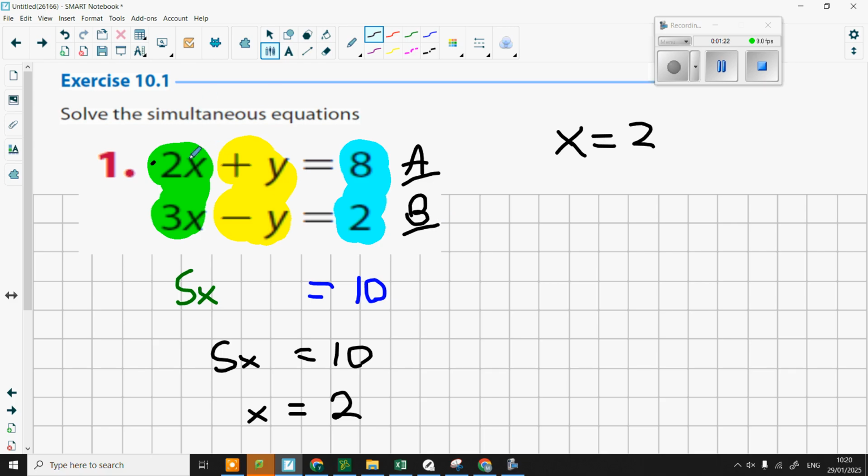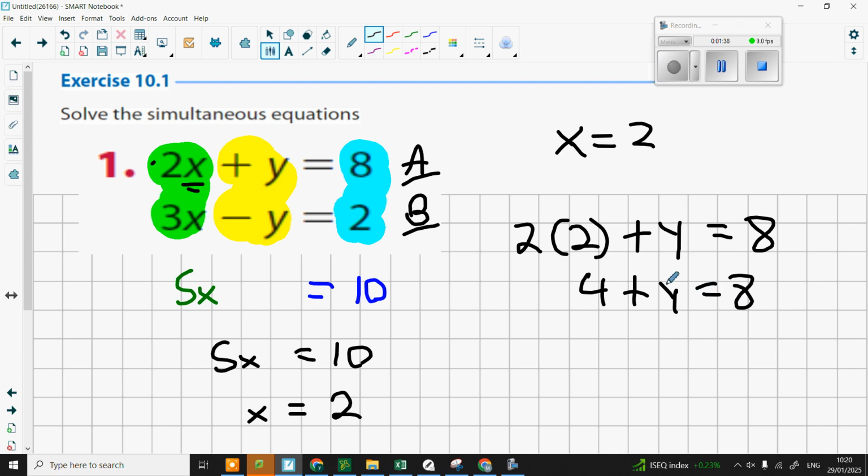Is that right? So I'm going to rewrite equation A, except what am I going to change in equation A? See the way I wrote down equation A? Well, what am I going to replace x with? 2. 2 times 2? 4 plus y is 8. What number for y will cause that to be 8? 4, because 8 take away 4, and y is 4.